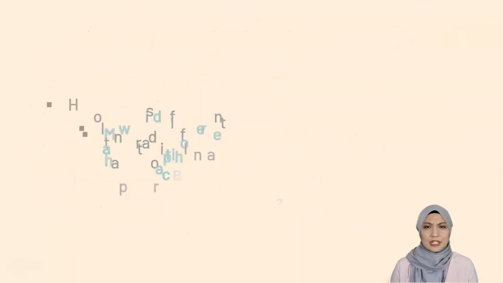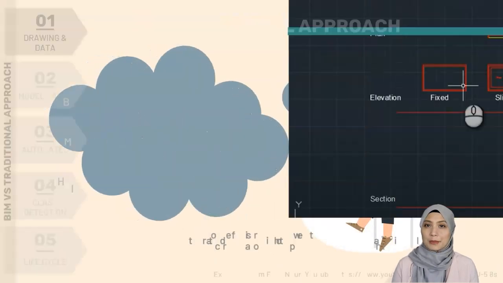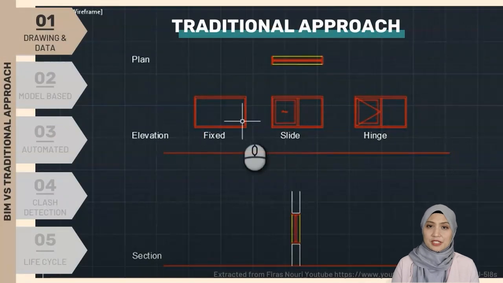So how is BIM different than traditional approach? Here are 5 key points of how BIM is different than traditional approach. The first one is drawing and data. In traditional approach, drawings are produced in AutoCAD, and these components are actually lines. So in AutoCAD, we are drawing line by line like how we draw on paper, but using computer. For example, here, we have to draw each view of the window, and if there's any changes on the elevation, you have to amend the plan view and the section view of the window too.